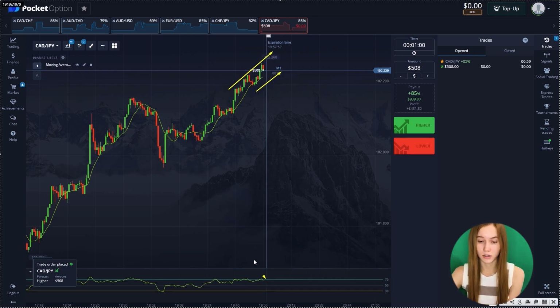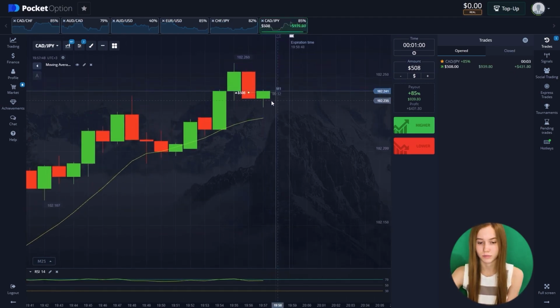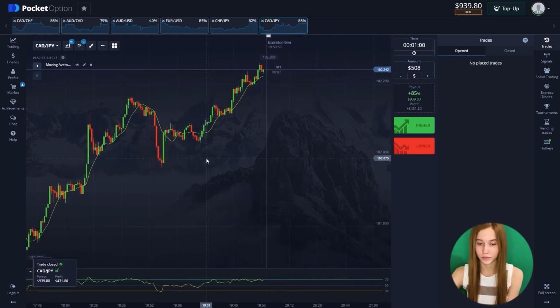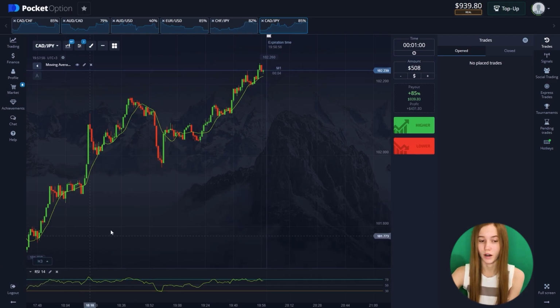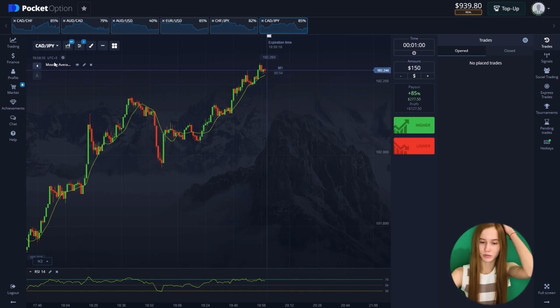Yes, on our side we still experience slight drawdown due to the red candle, but we near the overbought zone, so continue to grow. 6 seconds left. Good. Our profit is $430. Almost $1,000 on our balance. Let's reduce the deal amount.